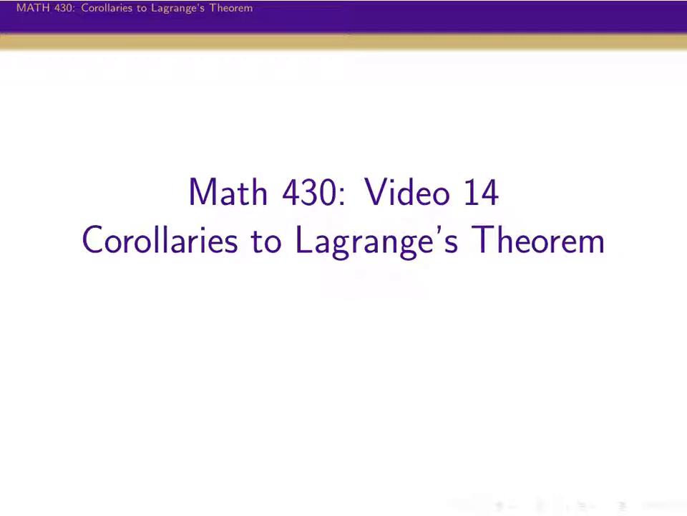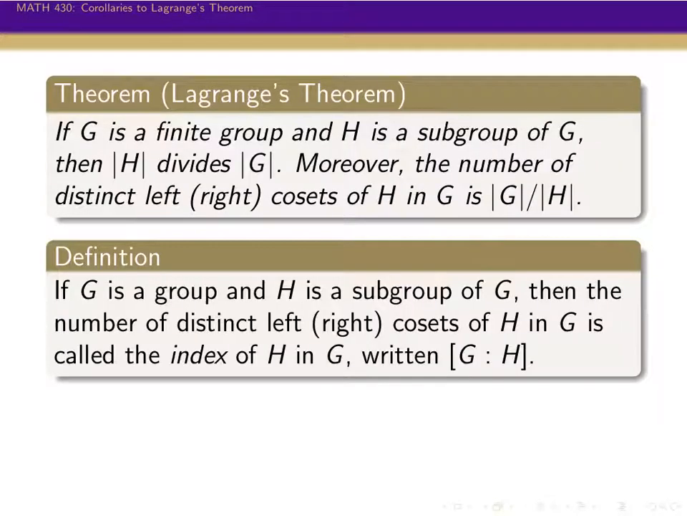In this video, we're going to be looking at some important consequences of Lagrange's theorem. So let's refresh ourselves on Lagrange's theorem. If G is a finite group and H is a subgroup of G, then the order of H divides the order of G. Moreover, the number of distinct left or right cosets of H in G is going to be precisely the order of G divided by the order of H.